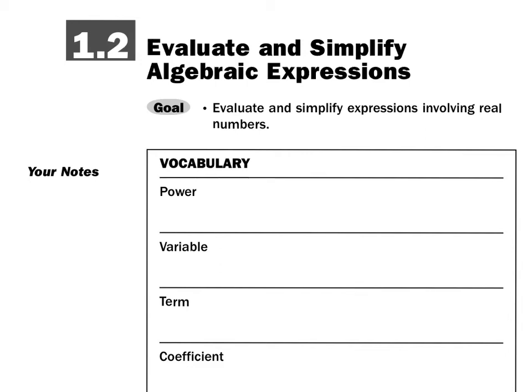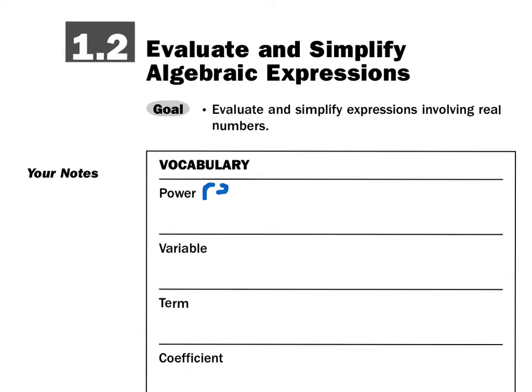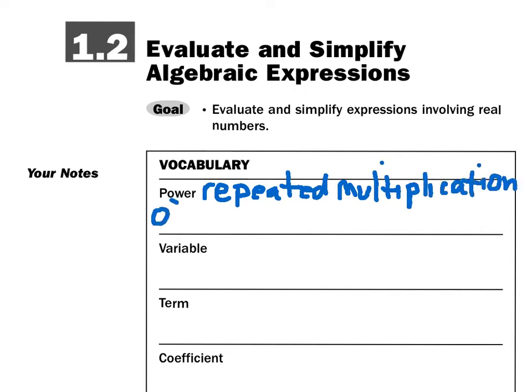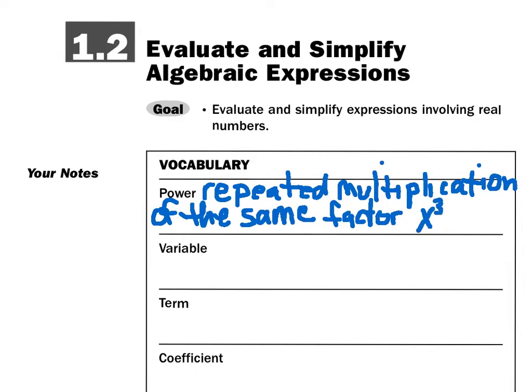This is 1.2, Evaluate and Simplify Algebraic Expressions. Here's a vocabulary. Power. A power is an expression formed by repeated multiplication of the same factor. Such as x to the third equals x times x times x.